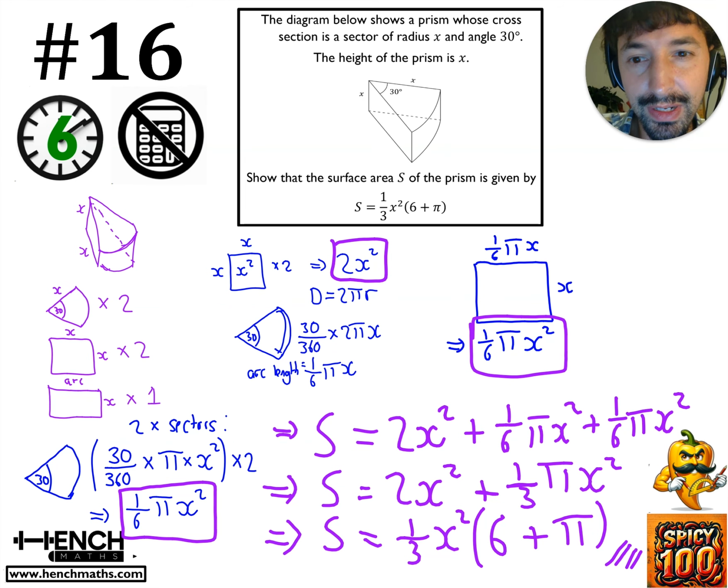So in this question we needed to be able to deal with sectors and arcs. We need to be able to visualize how many different sides, so it had 5 sides of the shape, and work it all through nicely. So I hope you enjoyed question 16. If you're feeling up to it, why don't you move on and have a go at question 17.